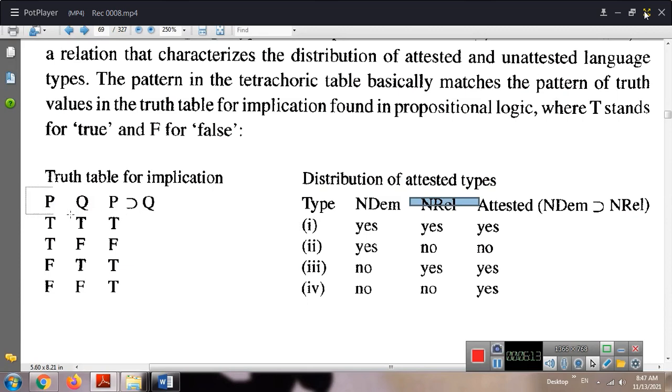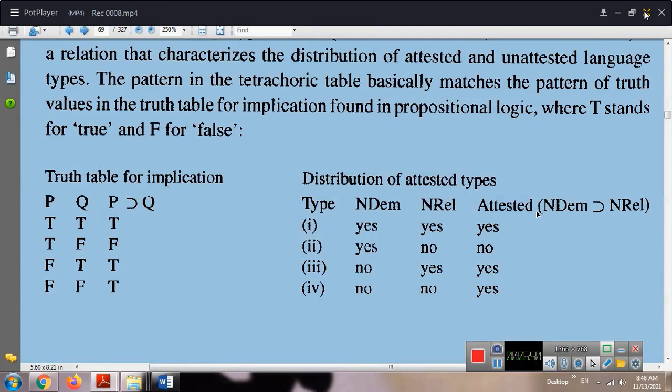In an implicational universal we say that if in a language we have P, then we have Q in that language. It means that if, for example, a language is noun-demonstrative, then that language is noun-relative clause. Okay, the first type is: if a language is noun-demonstrative, in that language a relative clause follows the noun. We have such a language. Attested means that we have such a language, we saw such a language.